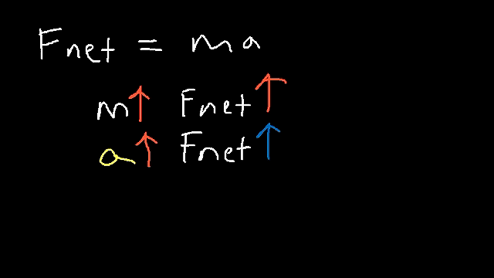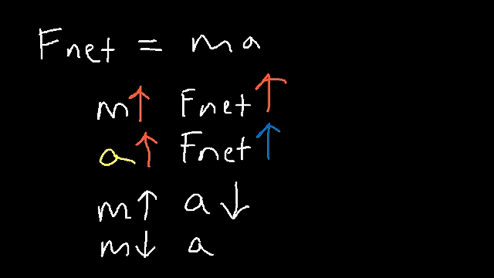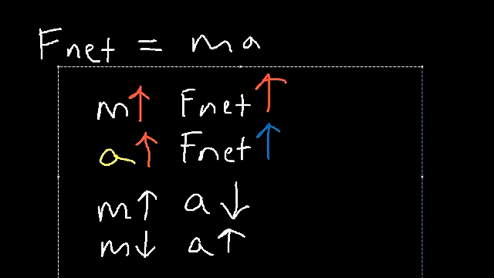Now what if we keep the net force constant? What is the relationship between the mass and the acceleration? If you increase the mass, the acceleration will decrease, provided the force remains the same. If you decrease the mass, the acceleration will increase under constant force conditions. Now let's put some numbers to it. If you double the mass while keeping the acceleration constant, what effect will it have on the force? By what factor will the force increase by?